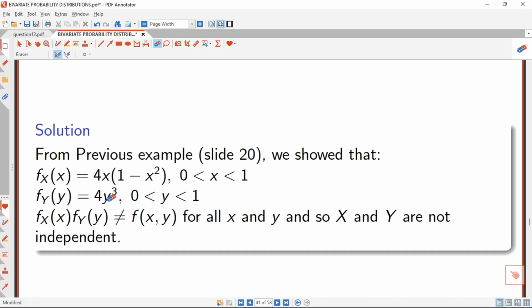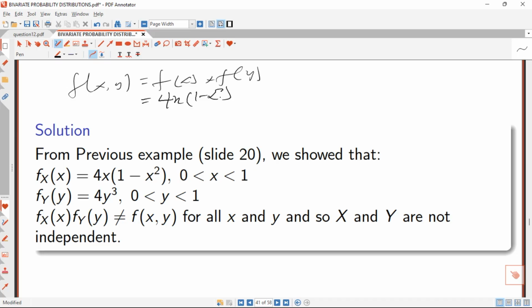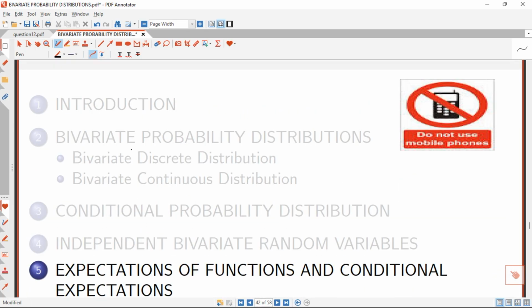Okay, when we multiply the marginal of x and the marginal of y, we are going to get, so here, f of x comma y is equal to f of x times f of y, that is 4x(1 minus x squared) times 4y cubed. When you multiply this one, we are getting 16xy cubed(1 minus x squared), of which you can see that it's not equal to 8y. So they are not independent. Okay, so that is all that we want you to really understand at this section, right?